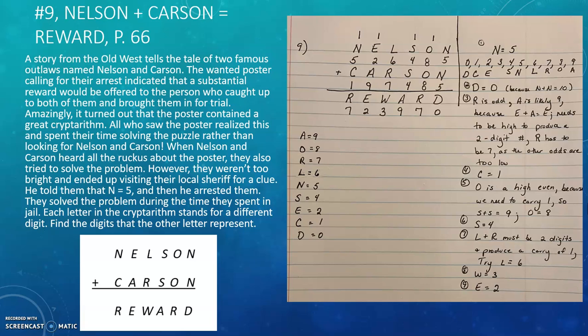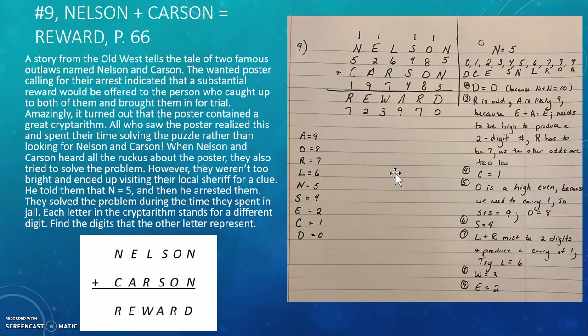Why would it have to be a high even? Well, I know that A has to be 9, and I'm adding the same two numbers here. So I need to produce an odd, meaning I'm going to need to carry 1. So I need to put 2 digits here that will allow me to carry 1. So I let O equal 8. When I let O equal 8, I automatically know that my S's are going to need to be 4 here because I need to produce a 9, and those are the only two numbers that will allow me to do that.